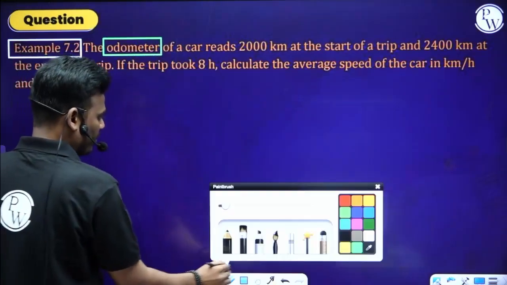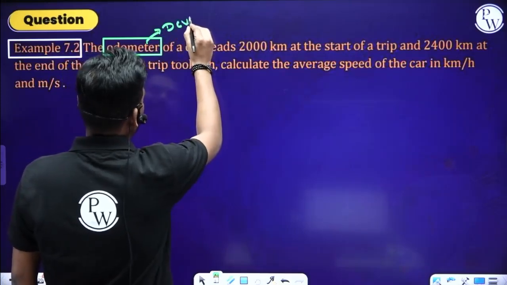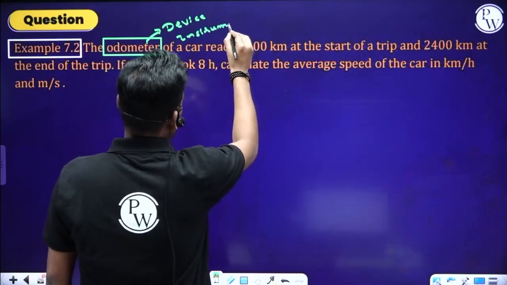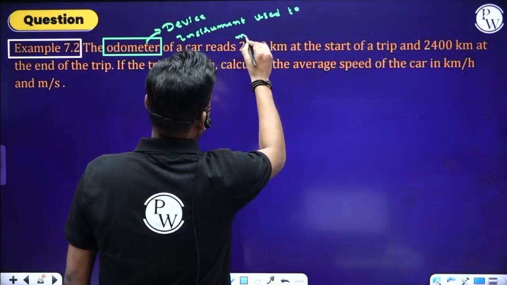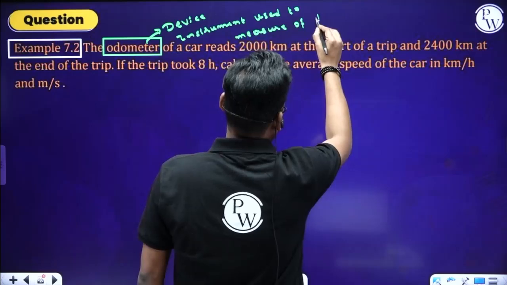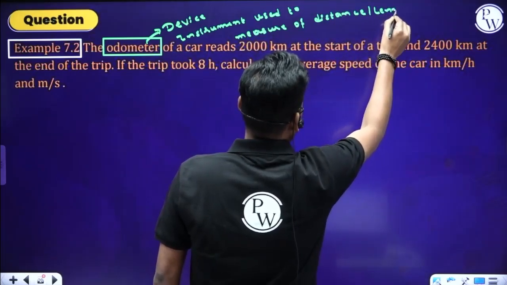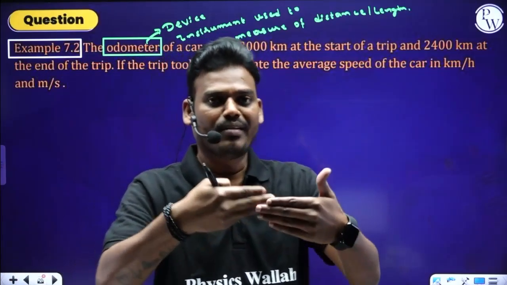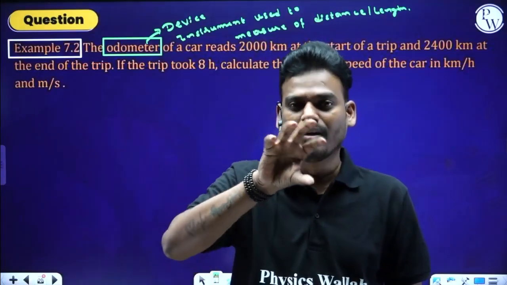Odometer. This is a device, or you can call it an instrument, used to measure distance or length. Odometer, generally you'll see it in front of the steering wheel, or in a bike you'll see that kind of round dial.